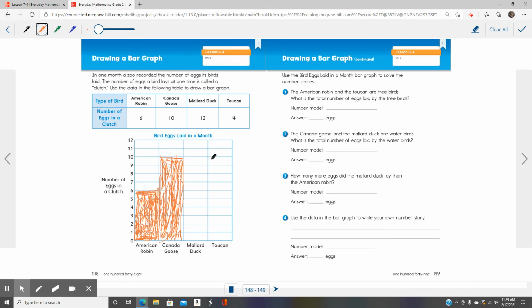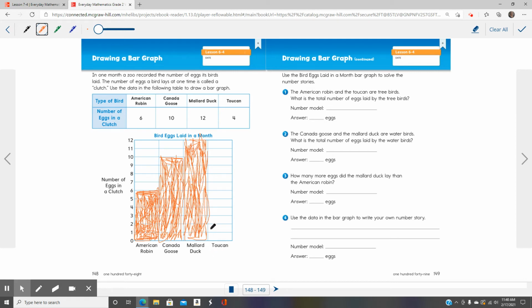Now let's look at mallard duck. Wow, the mallard duck lays 12 eggs in a clutch. That's a lot of eggs. So up here is 12. The bar graph stops at 12. So we're going to color all the way up to here for mallard duck. There we go. Looks like the bouncing ball is saying, hey, can I color too? Oops, I accidentally went above. Sorry about that. Do try to do this more neatly than I am, please.